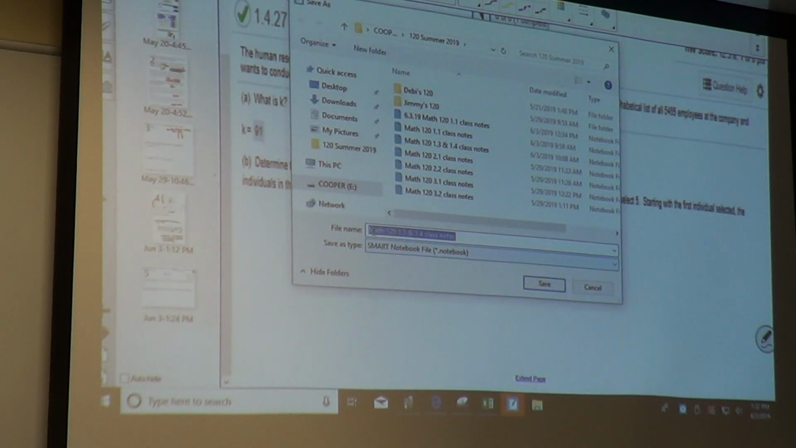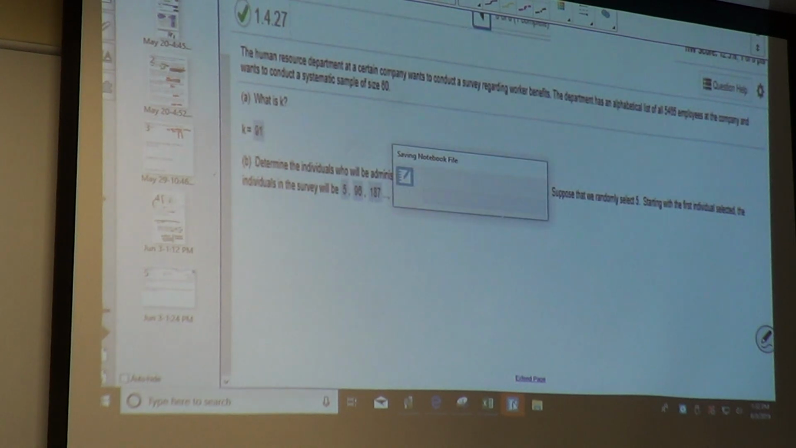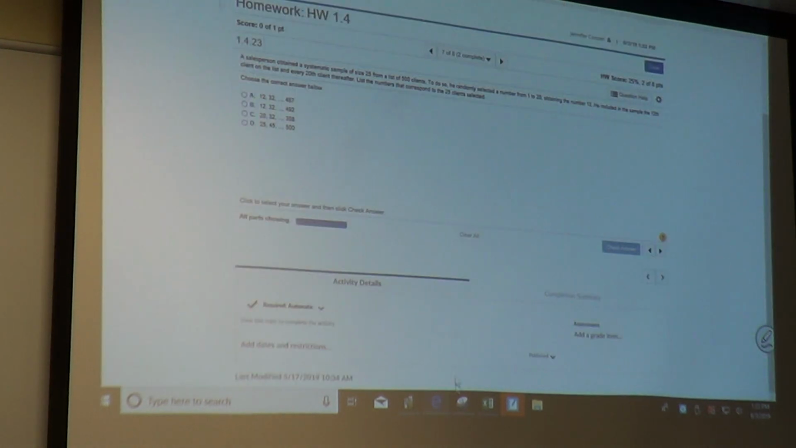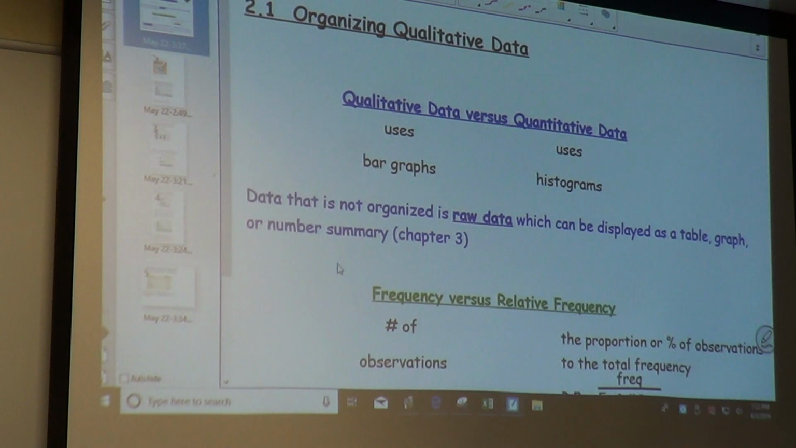Let me save this real quick. What is it, 6-3-19? Sit back and enjoy the ride. It's going to get hard before we know it.